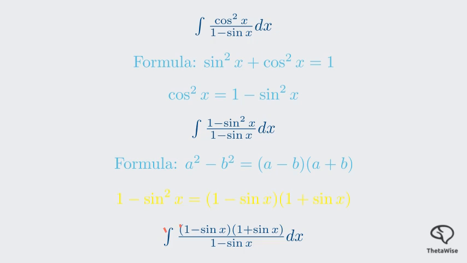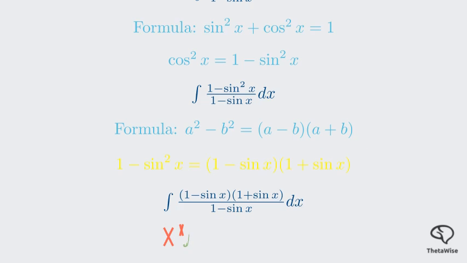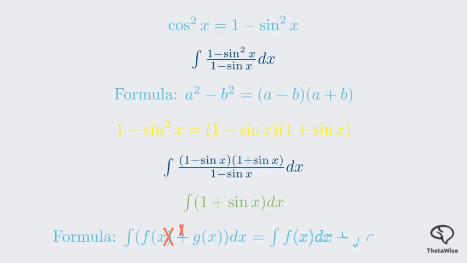Canceling the common term simplifies our integrand dramatically. We are left with something much easier to handle. The integral has simplified to the integral of 1 plus sine x. This is the simplest form we can get, and it's ready for integration. Now we use two standard integration formulas. Remember that the integral of a sum is the sum of the integrals. We can split this into two parts.